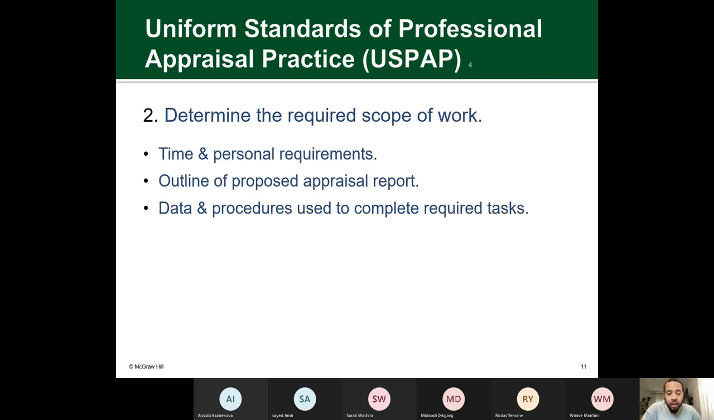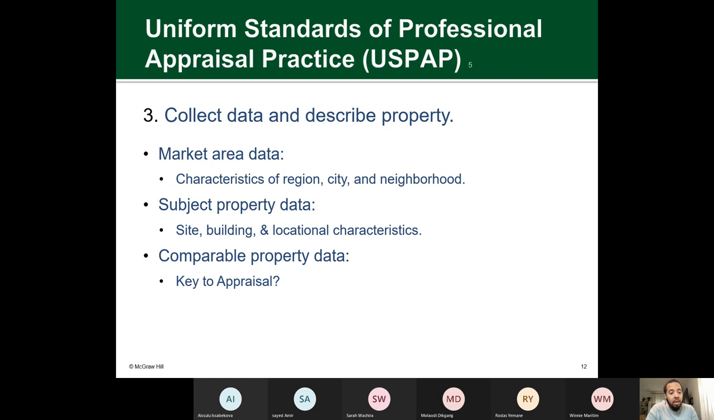And then we're determining the scope of work, time, requirements, how long this appraisal report needs to be, what it needs to entail, and the procedures that it takes. Then we collect the data, we describe the property so that, first things first, we make sure it's the right property, right? That's why we describe it, because we want to make sure it's the same property.